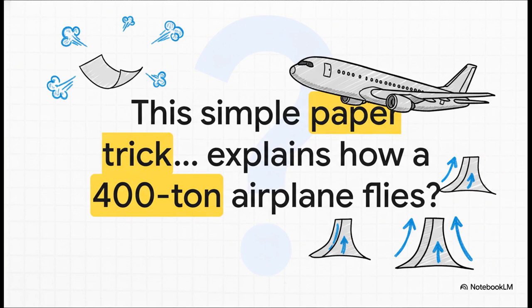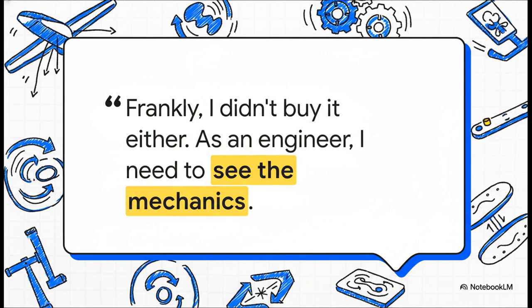A little puff of air on some flimsy paper is supposed to explain how a 400-ton jumbo jet loaded with people and cargo gets off the ground. The scale of it just feels impossible. And frankly, I didn't buy it either. As an engineer, a little party trick isn't enough for me. I need to see the actual mechanics, the real numbers. So let's do this together. Let's break down the actual physics and see if this popular explanation really holds up.